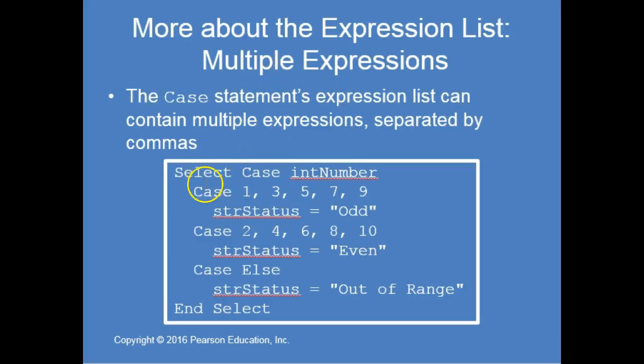You can have multiple expressions in these case labels here, so you'll see here select case int number, and this is the syntax if you have more than one. So case 1, comma 3, comma 5, comma 7, comma 9. If any of these are true, it'll come into here. If any of these are true, 2, 4, 6, 8, and 10, right, it'll be even, else, out of range. So if the user enters 7, for instance, it'll find the 7 in this case, and it'll assign this string variable status to odd, and then it'll leave the select case statement.